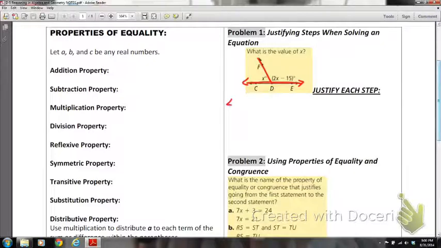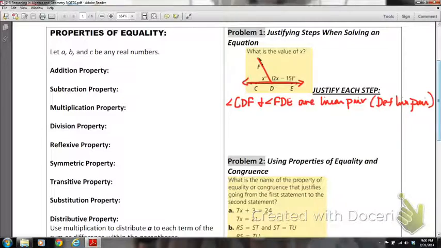So we can state that angle CDF and angle FDE are a linear pair. And the reason that I can say that is because of the definition of a linear pair. So once again, in parentheses, I'm putting the reason, the justification for each step that I take.